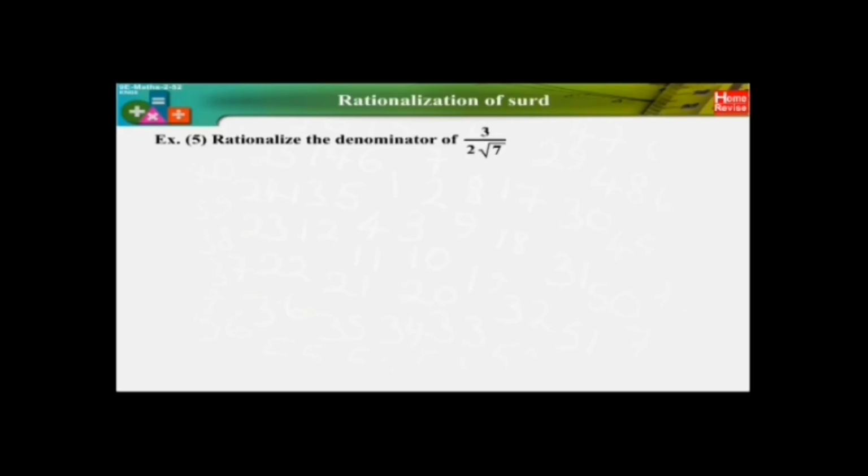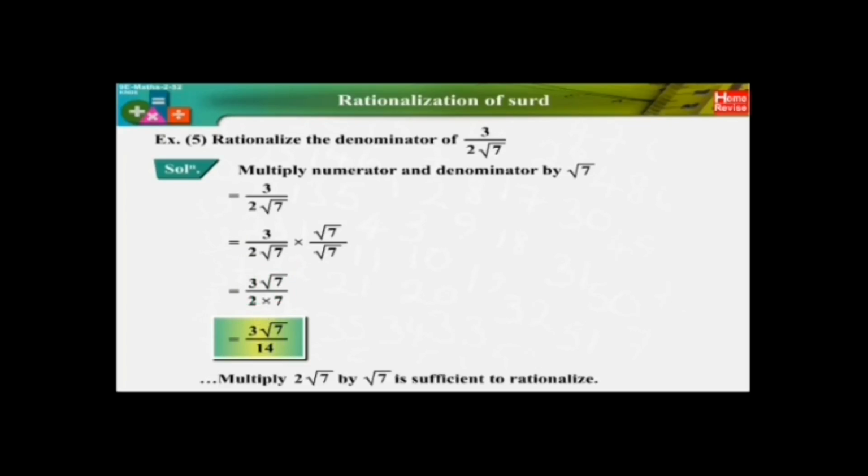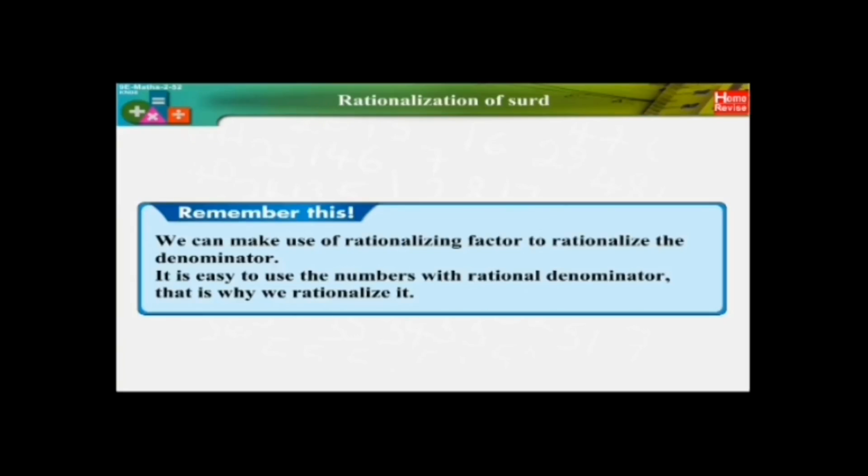Rationalize the denominator of 3 upon 2 root 7. Multiply numerator and denominator by root 7. So it is 3 upon 2 root 7 multiplied by root 7 upon root 7, which is equal to 3 root 7 upon 2 multiplied by 7, which is equal to 3 root 7 upon 14. Multiplying 2 root 7 by root 7 is sufficient.